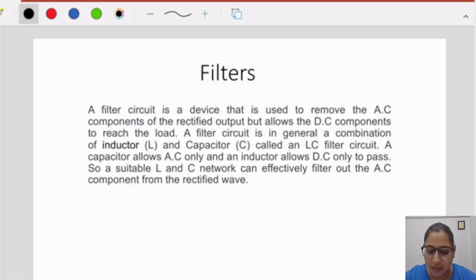Now, as a part of the definition, a filter circuit is a device that is used to remove the AC component of the rectified output but allow the DC component to reach the load. A filter circuit is in general a combination of inductor and capacitor, called an LC filter circuit. A capacitor allows AC only and an inductor allows DC only to pass. So, a suitable LC network can effectively filter out the AC component from the rectified wave. Now, we will discuss all filters one by one.